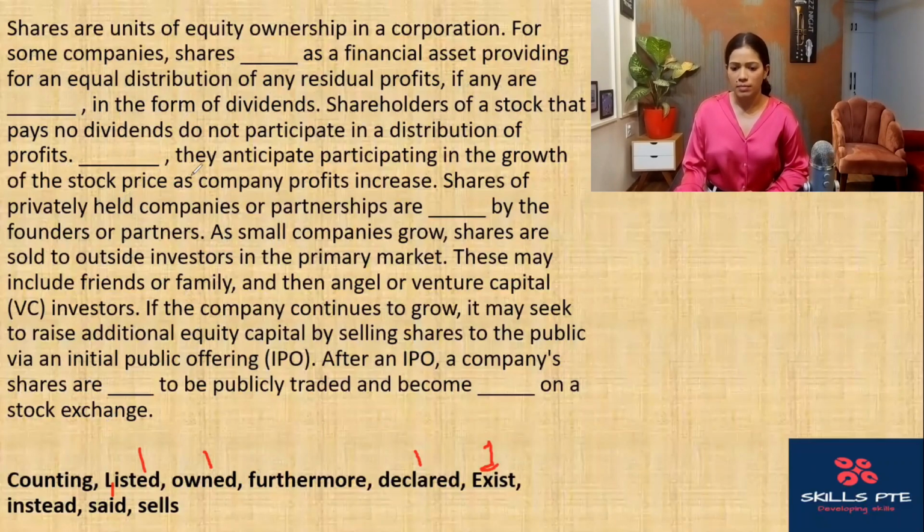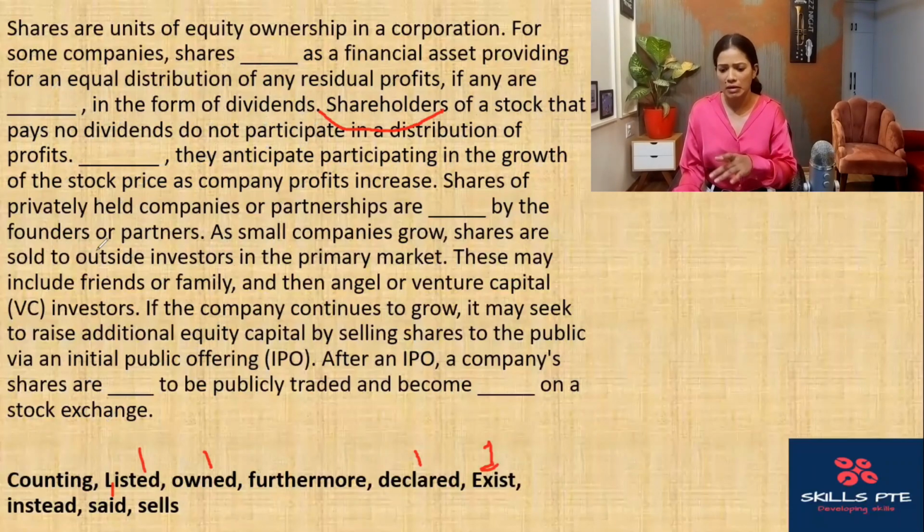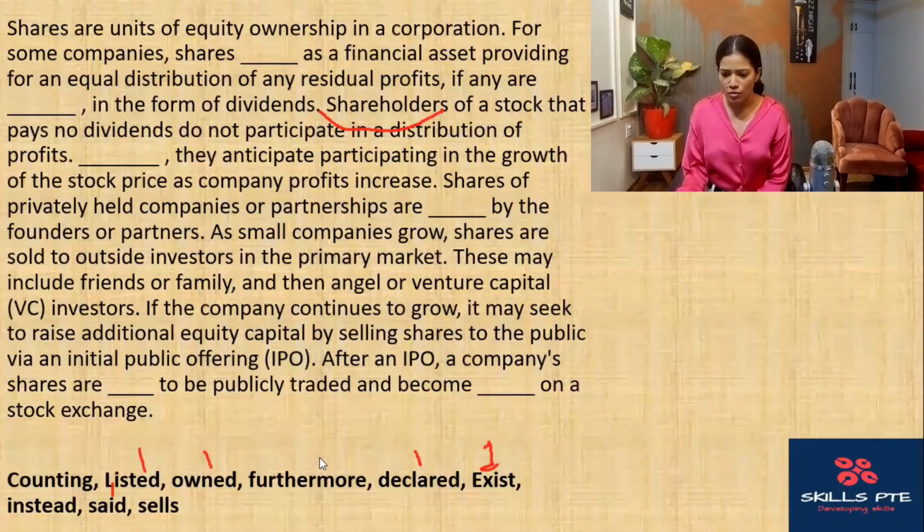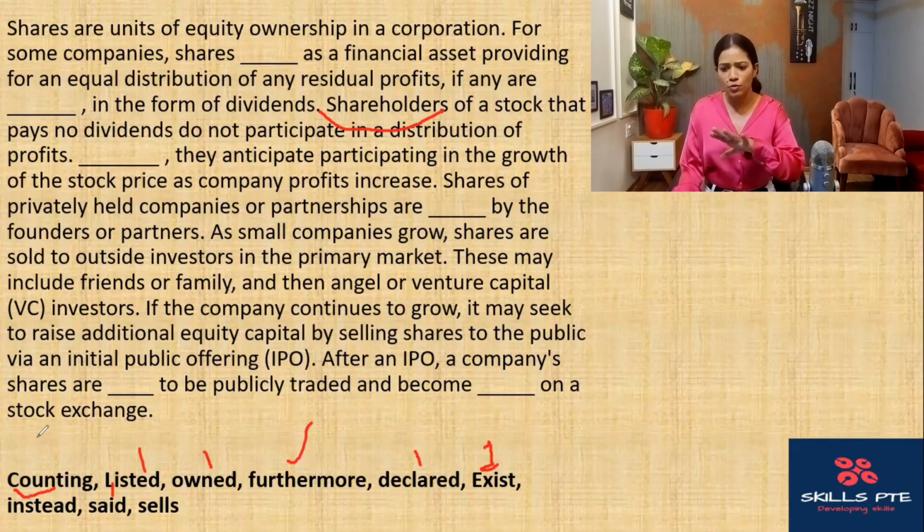I'm going to move to the third blank now. Shareholders of a stock that pays no dividends do not participate in a distribution of profits. They anticipate participating in the growth of the stock. So it is a continuation of the first statement. They are talking about shareholders again in the second sentence, and they are saying the opposite of the first sentence. So some adverb has to come, like however, instead, furthermore. We have the options here: furthermore, instead. It is kind of opposite of what they are talking.